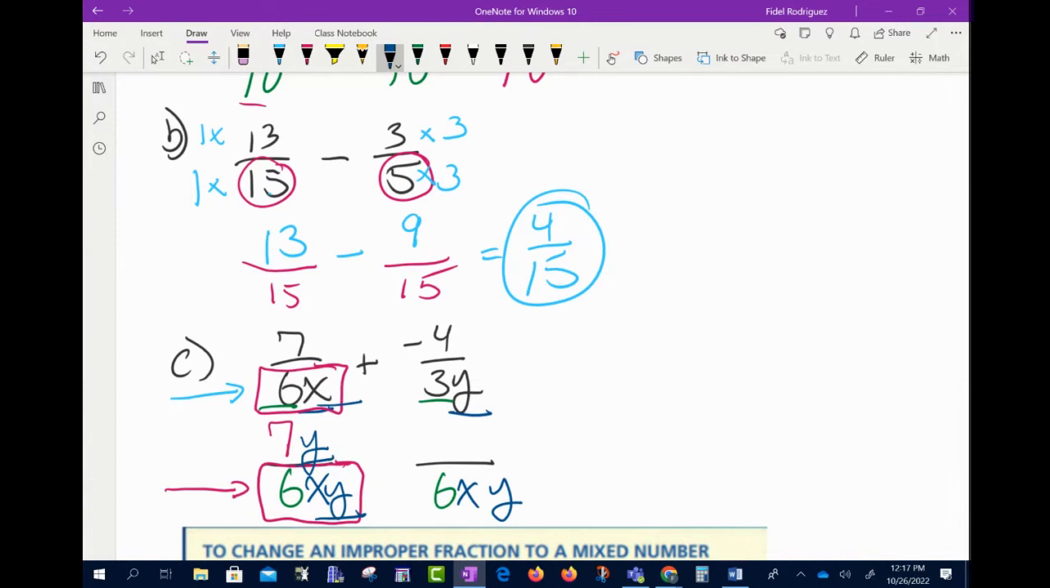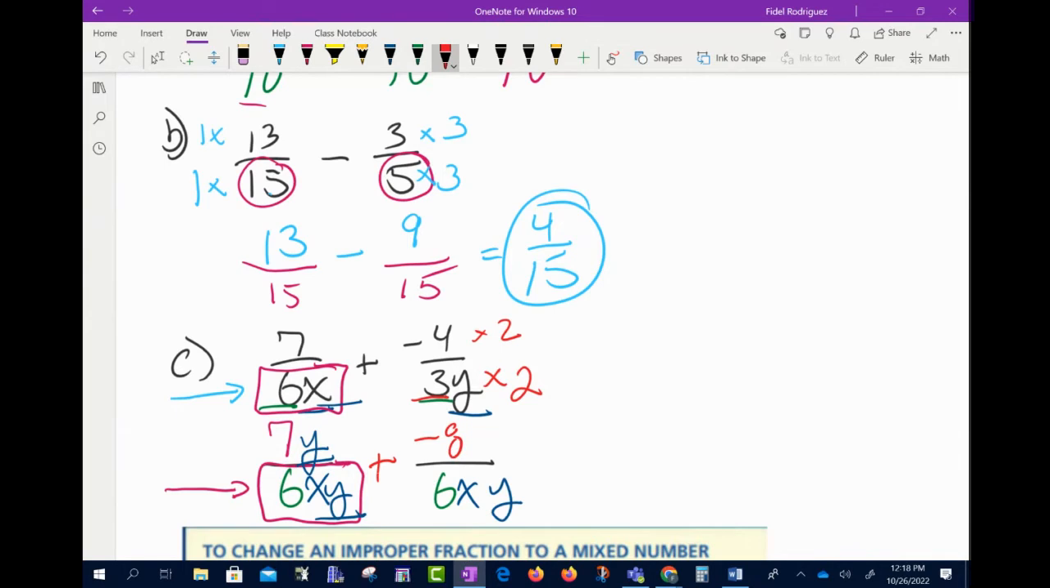So if I put it on the bottom, I got to do the same thing on the top. Okay. Now we're going to come back over here. I'm going to look at this first part, 3, and now I have a 6. Oh, you know what? We multiplied that by 2. So let's multiply this by 2. So negative 4 times 2, that's a negative 8.